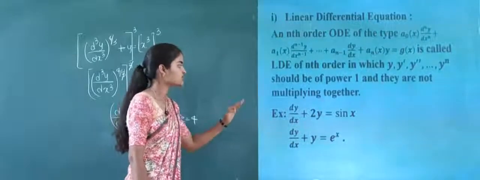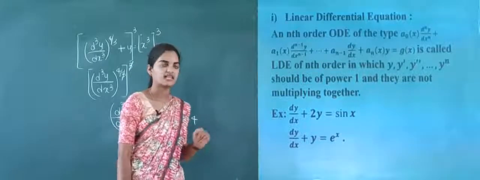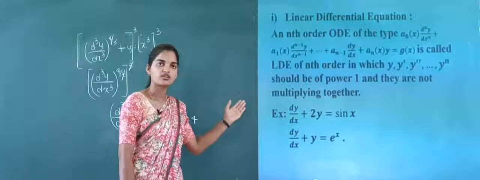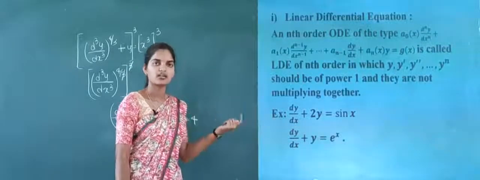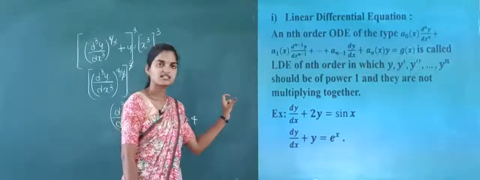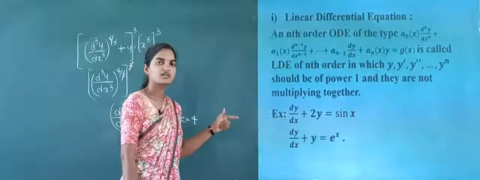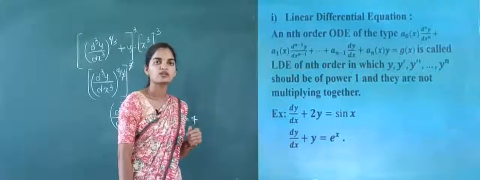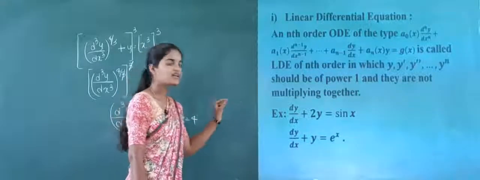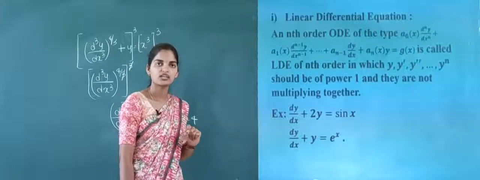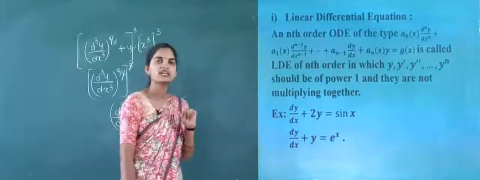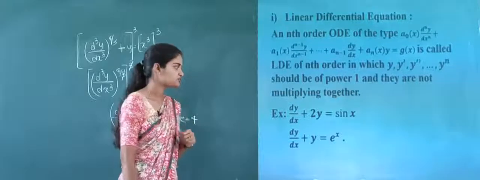So dy by dx plus 2y is equal to sin x. Here what is the highest order derivative? It is 1. So order is also 1 and power, that is degree, what will we take? Power of the highest order derivative, that is dy by dx, power is 1, then degree also becomes 1, and here y and dy by dx are not multiplying together, therefore this becomes a linear differential equation.